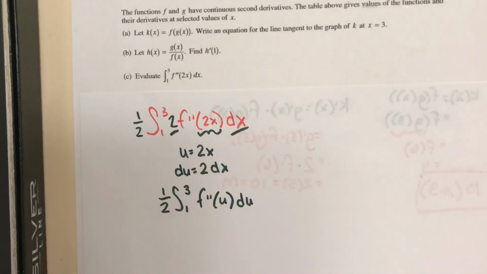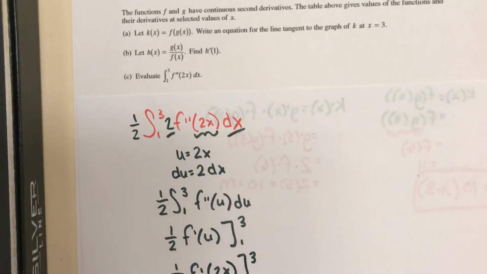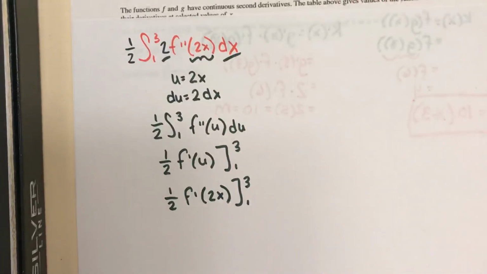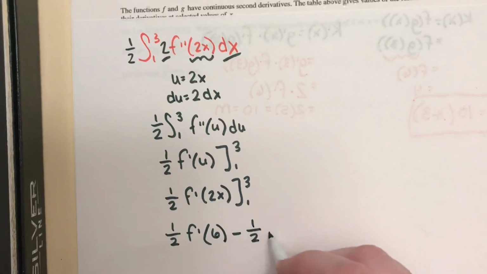If you need to pause at any point to catch up, go ahead and pause. Okay, now I'm going to take the integral. So the integral of f double prime would just be f prime. I'm going to bring down that 1/2. And I'm going to plug back in for u. So 1/2 f prime of 2x. And we're going to evaluate this from 1 to 3. When we evaluate, remember we do top minus bottom. So I'm going to plug the 3 in first. That would give me 6 minus, I'm going to plug the 1 in next, so that would give me 2.